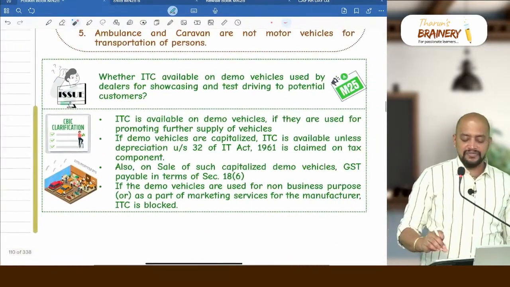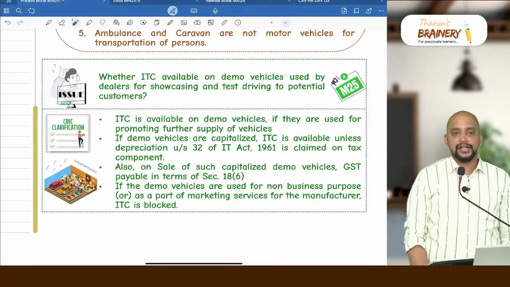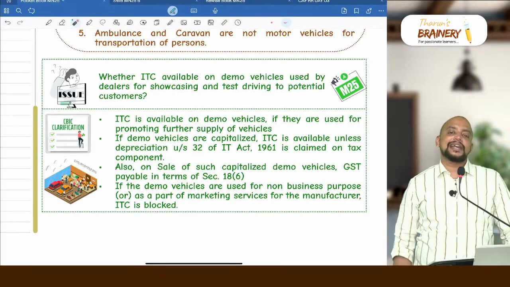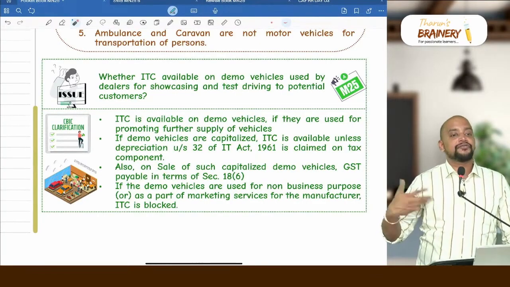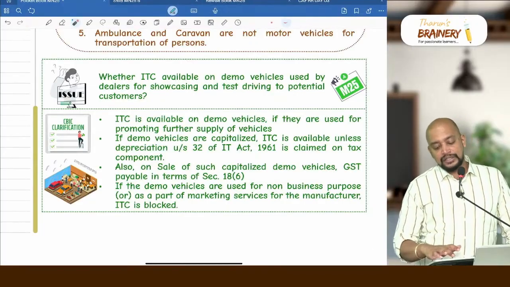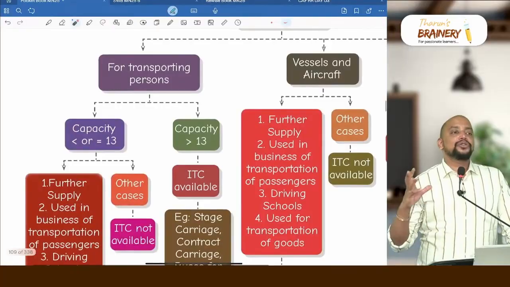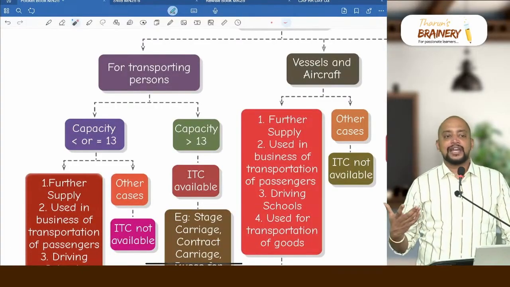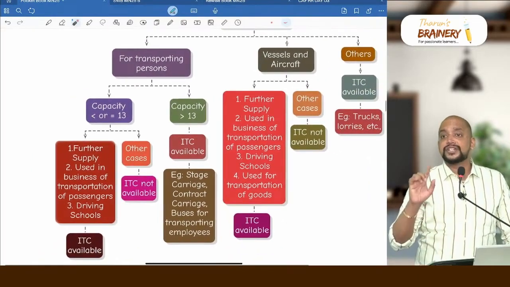Then one more clarification that is related to availment of ITC on demo vehicles. On demo vehicles, can they take ITC? Definitely on demo vehicles they can take ITC, because even though the demo vehicles are not for further supply, a lot of two-wheeler, four-wheeler dealers will be purchasing the cars, and those cars they will be keeping in their showroom for the purpose of giving test drives. So in that case, can they take ITC on those test drive vehicles?